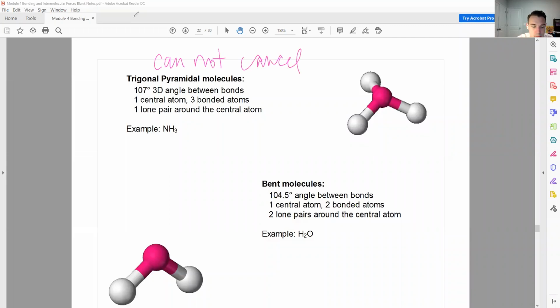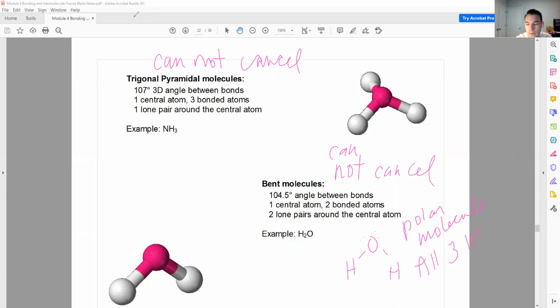Bent molecules: 2 lone pairs, 1 central atom, 2 bonded atoms, like H2O. You know that one. We know it's not going to be able to cancel, because we all know water is polar. This is a polar molecule, and it has all three IMFs, intermolecular forces.